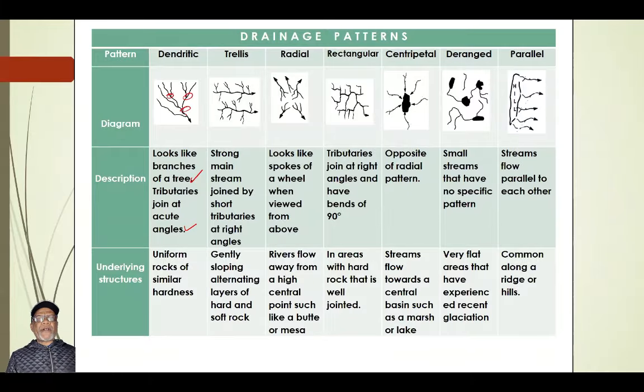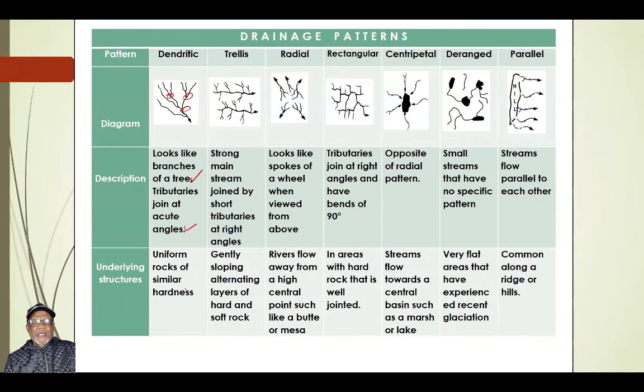And then where do we find dendritic patterns? Where the rocks have got uniform resistance to erosion. They have uniform or similar hardness. So that is your dendritic pattern. Then what do you have next?